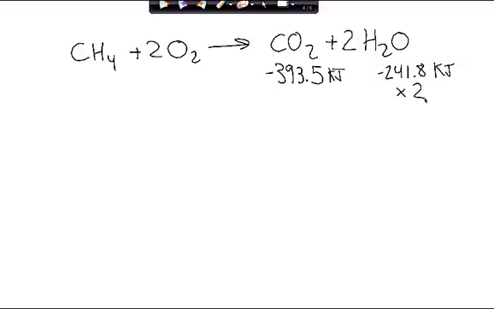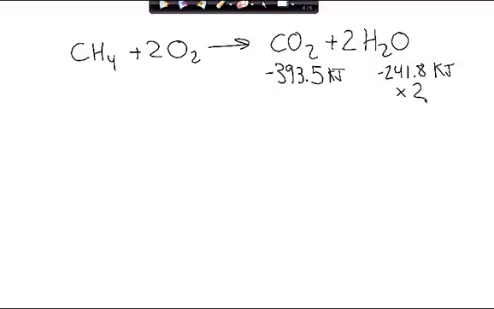We now need to know how much energy is involved with our reactants. But this isn't energy coming out. This is going to be energy going in because they're breaking down. So now we've got to find methane.